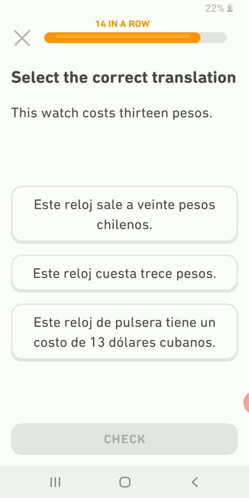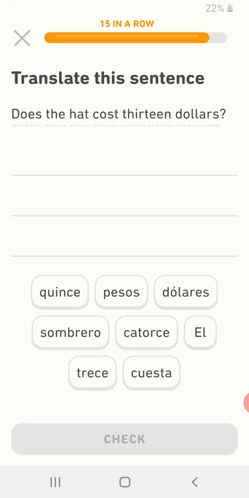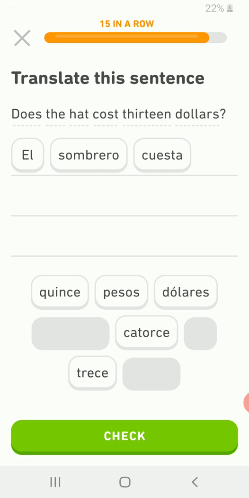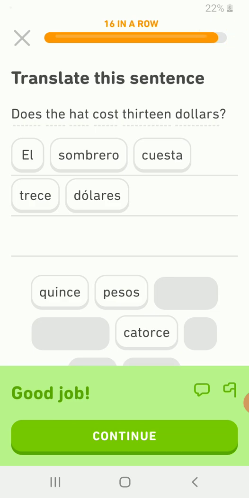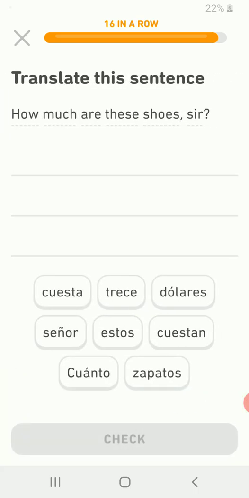And select the correct translation. This watch costs 13 pesos. Este reloj cuesta 13 pesos. And translate the sentence. Does the hat cost $13? Does is the question. So, el sombrero cuesta 13 dólares. It's not so easy because in Spanish we don't change the word order. We just leave everything and raise the intonation. So el sombrero cuesta $13. Does the hat cost $13? So 13 is 13.